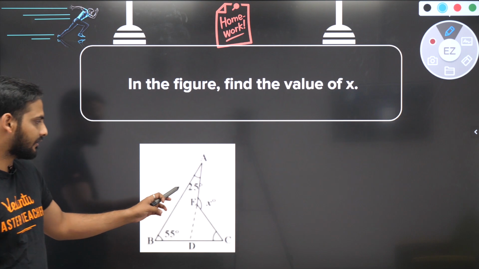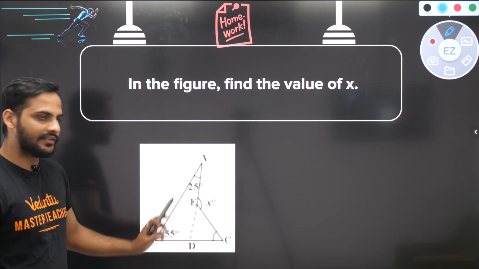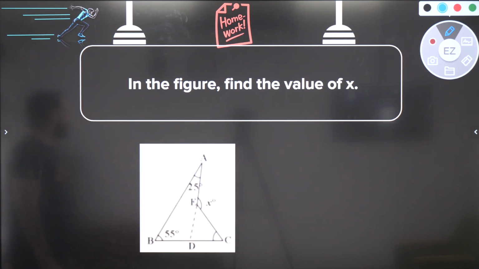So this angle is given as 25 degrees. This angle is given as 55 degrees. You have to find out what is the value of this angle, which is x degrees. So this is your question, bachcho. Let me see how you can do it. Okay, chalo, let's move to the next question now.